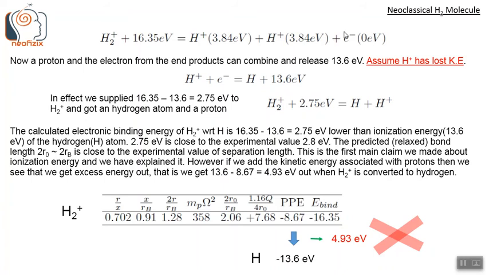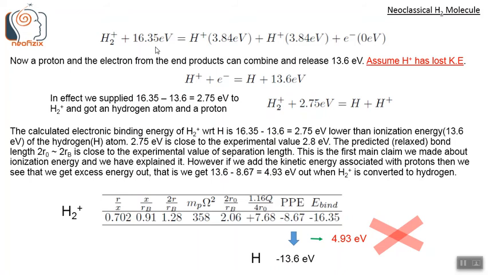So after this first step, now a proton and the electron from this end product here can combine together and release 13.6 electron volt. So let us assume the 3.84 electron volt associated with this H plus has been lost. This kinetic energy is lost, and simple H plus and E minus combine together. So H plus and E minus gives rise to one free hydrogen atom, plus 13.6 electron volt energy is radiated out by the electron. So this is the second step.